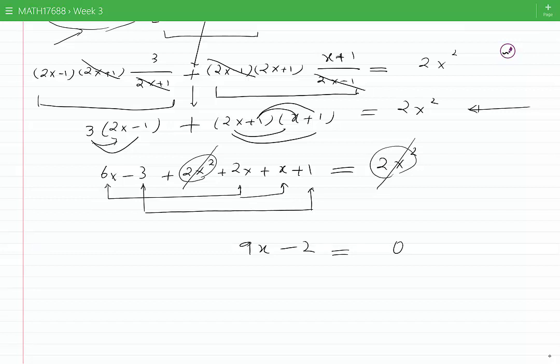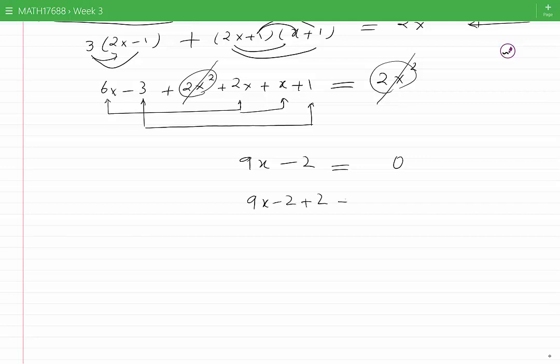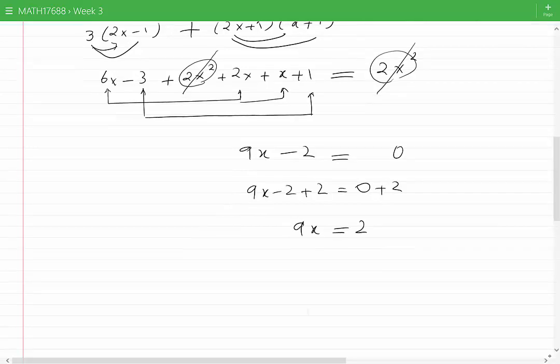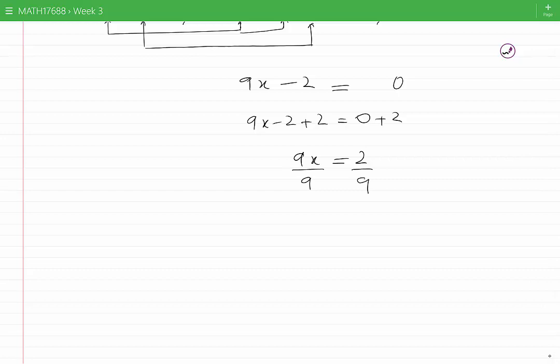We can add now a plus 2 to both sides of this equation. We would have 9x minus 2 plus 2 is 0 plus 2. On the left hand side we will have 9x, and on the right hand side we have 2. We can now divide both sides of this equation by 9. On the left hand side we would have x, and on the right hand side we would have 2 over 9. Now, can we trust this solution?